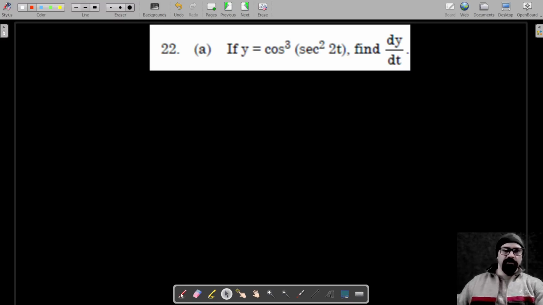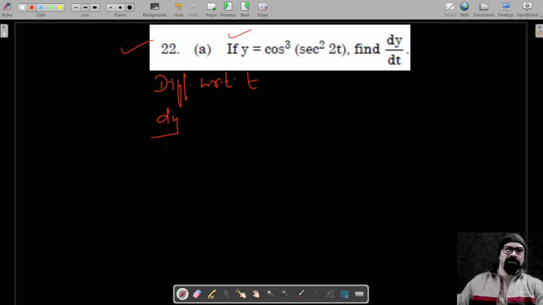Okay, for question number 22, part A, we have to find the differentiation of y with respect to t. So let's start differentiating this with respect to t. So differentiation of y with respect to t is dy by dt.